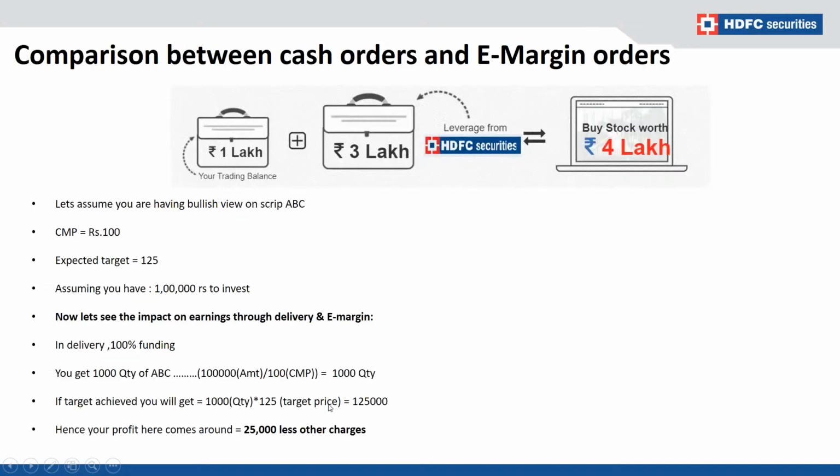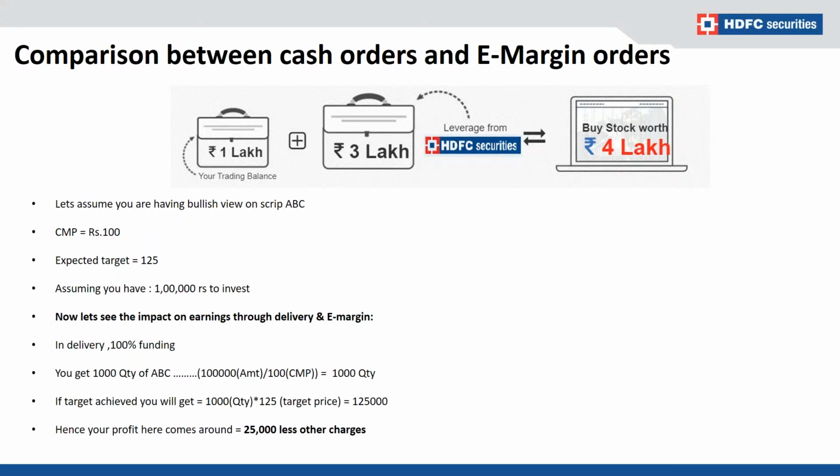Here we'll explain the cash versus the Emargin. How are both the products different? When we talk about cash, most investors buy stocks and keep them for the long term. They feel okay, fine, when the price of the stock goes up 10%, 15% or 20%, maybe in a period of 6 months, 8 months, 9 months or 1 year, we'll square it off.